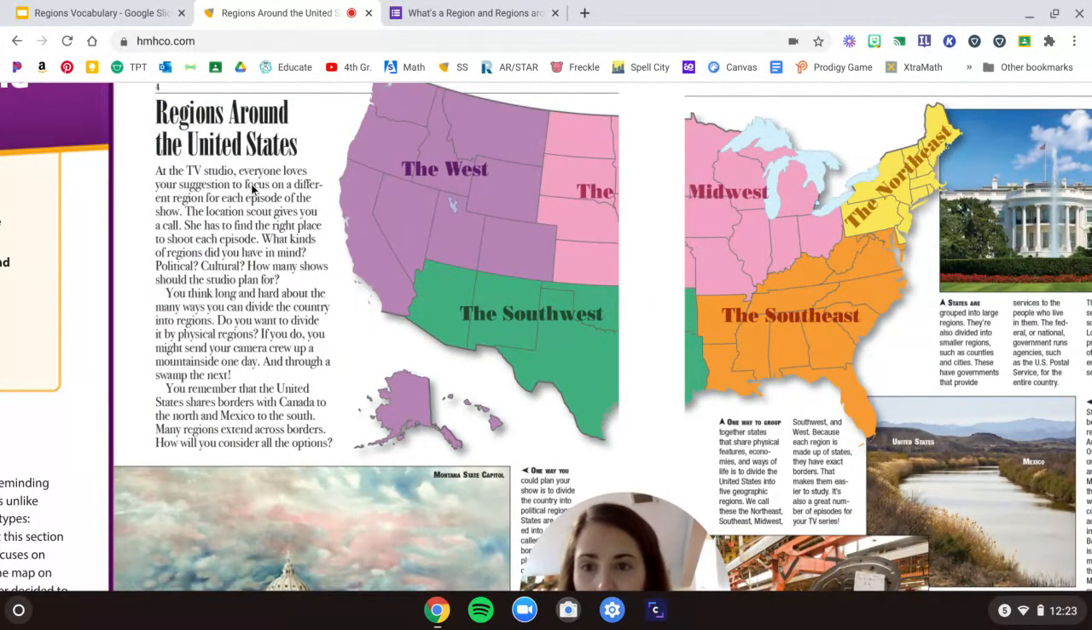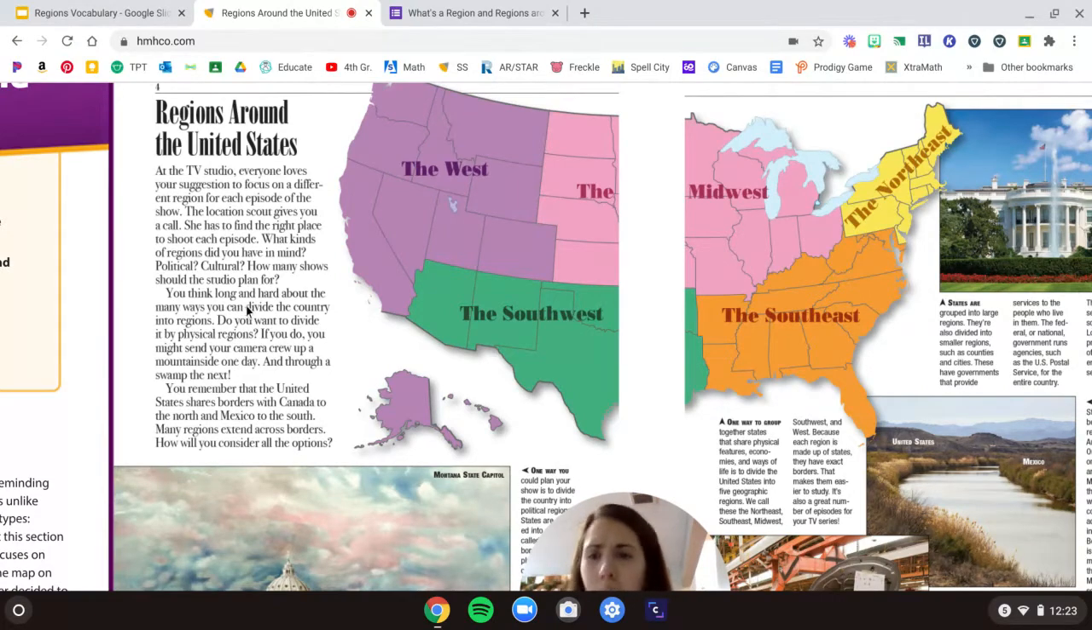At the TV studio, everyone loves your suggestion to focus on a different region for each episode of the show. The location scout gives you a call. She has to find the right place to shoot each episode. What kind of region did you have in mind? Political? Cultural? How many shows should the studio plan for?